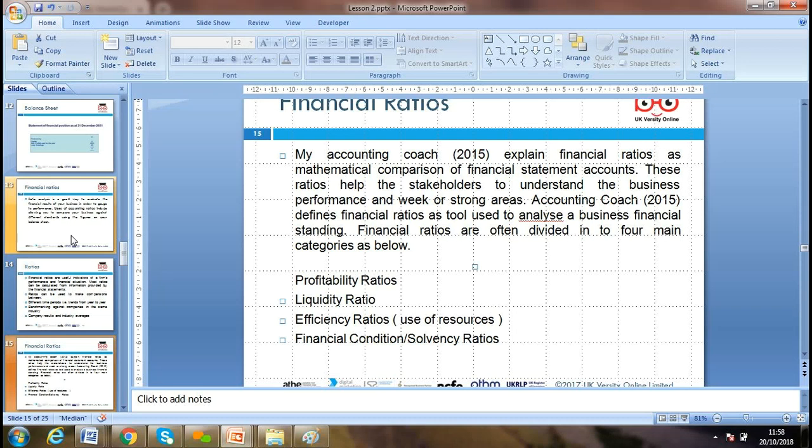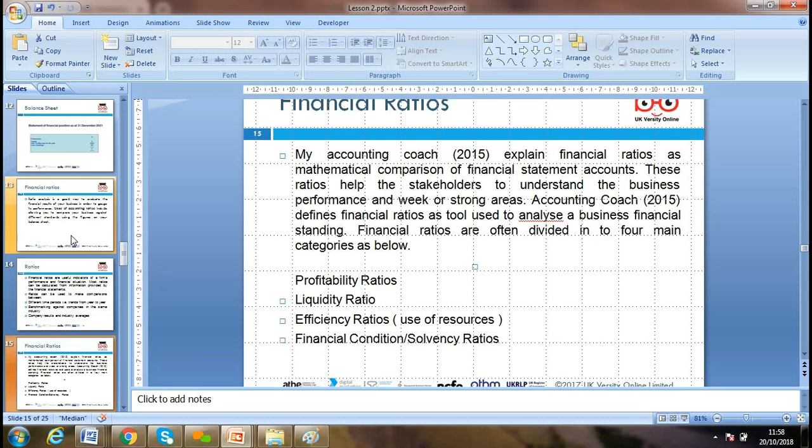Next we're looking at financial ratios according to Accounting Coach or various other authors. Financial ratios are a mathematical comparison of financial accounts. These ratios help the stakeholders. Anybody knows what is meant by stakeholder? A stakeholder means anybody who has any interest in the business. Their interest will be influenced by the decisions or actions of the company. So that's what we call a stakeholder.